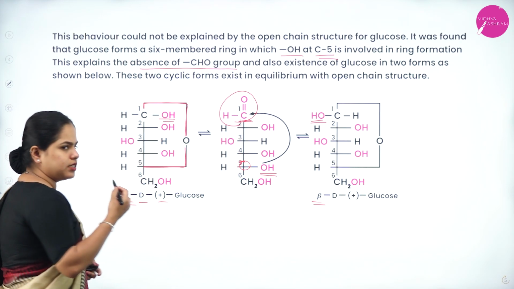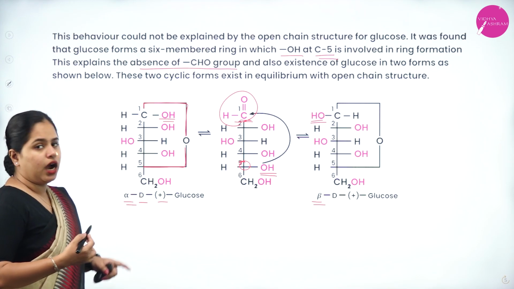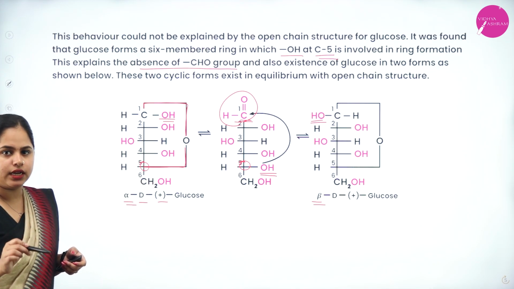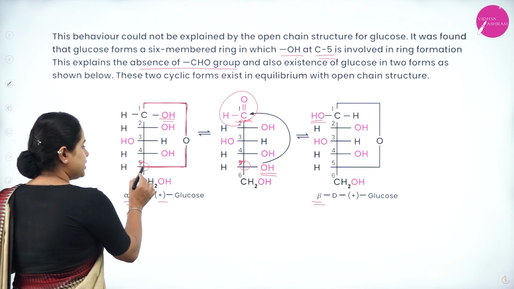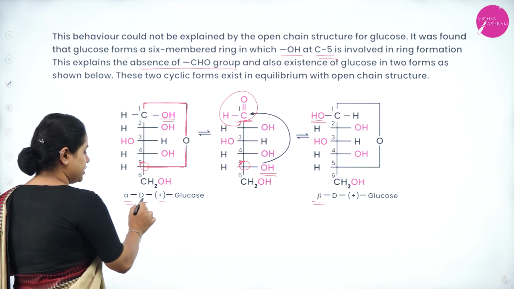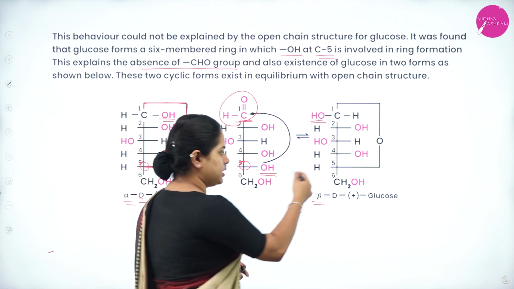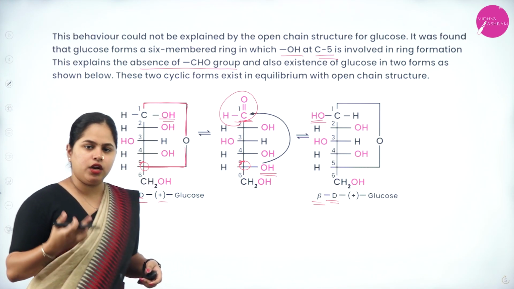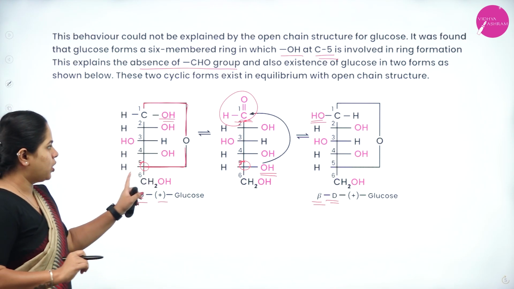And D plus is always a constant. D, how do we identify D? That is based on the lowest asymmetrical carbon atom you have to see. So you can see that the hydroxyl group is on the right side, right? It is on the right side, that is why it is D form. And here also it is the same. So that is why D form. And plus stands for dextrorotatory. Glucose is dextrorotatory. So I hope this is clear.